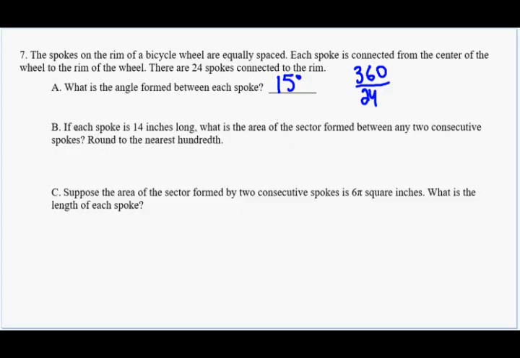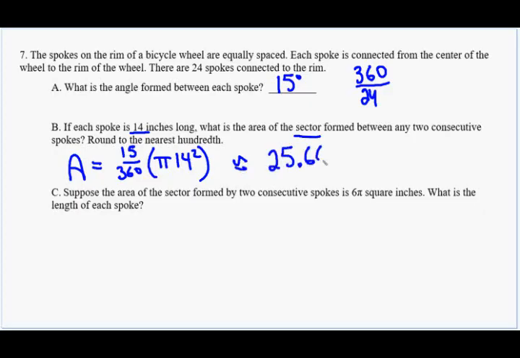Part B, if each spoke is 14 inches long, what is the area of the sector formed between any two consecutive spokes? So our area is going to be our fraction, 15 out of 360, times pi times the radius squared. And our spoke is 14 inches, so that's our radius, 14 squared. You punch that in your calculator, and you should get about 25.66 inches squared.